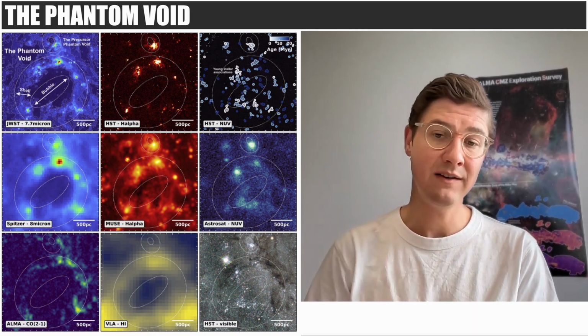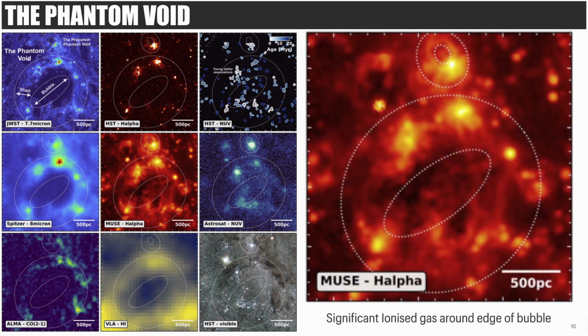We also see significant ionized gas here. So here we can see observations from MUSE H-alpha. This is from the VLT. And we can see that there's significant ionized gas distribution around the rim of the bubble. There's a low-level diffuse ionized gas component actually filling the center of the bubble as well. So there's significant ongoing, potentially star formation, potentially supernovae, but ultimately a lot of feedback is happening within this bubble, as seen by these very nice MUSE observations.